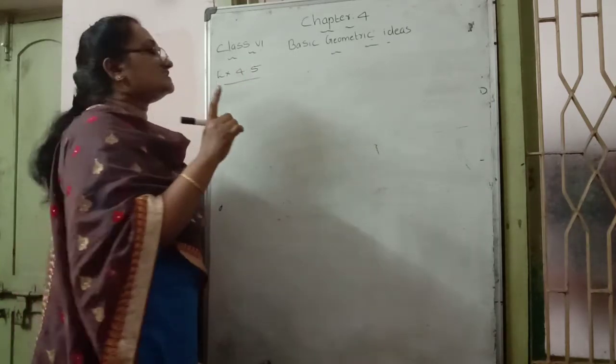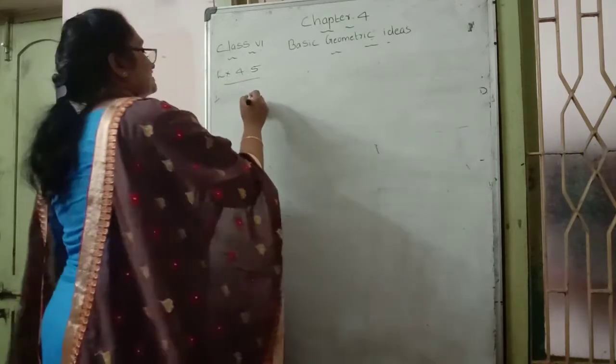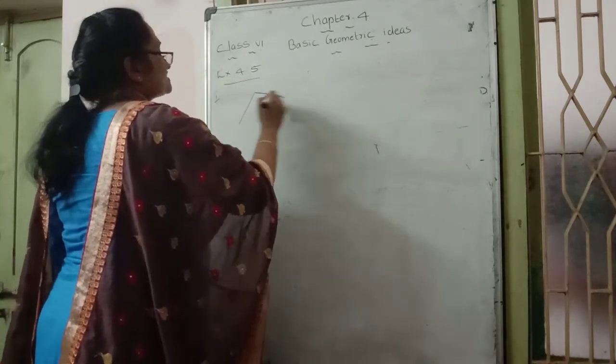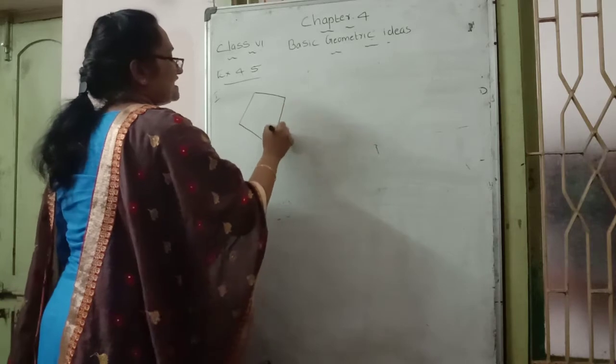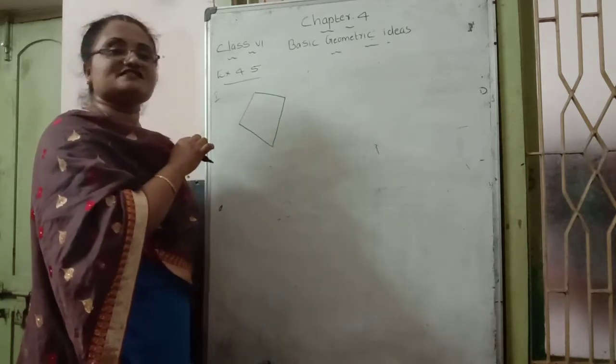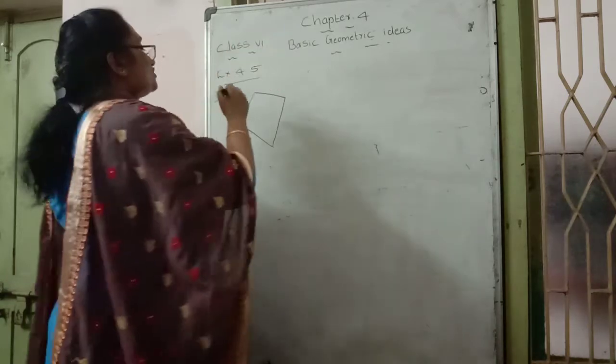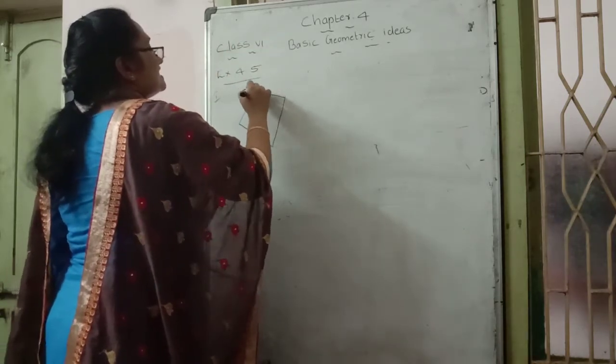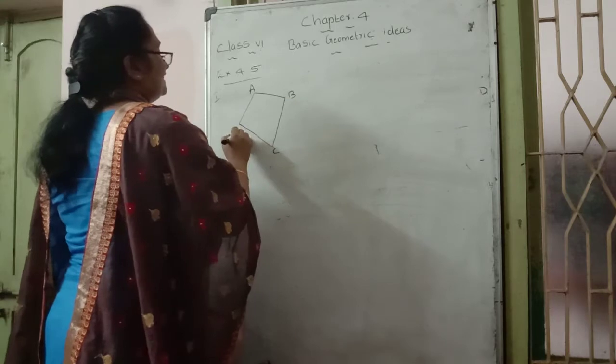What are they asking in the first question? Draw a quadrilateral. Quadrilateral means what? A 4-sided figure. See, 1, 2, 3, 4-sided figure. We call it a quadrilateral. You can give any alphabet. I mark it as A, B, C, D.